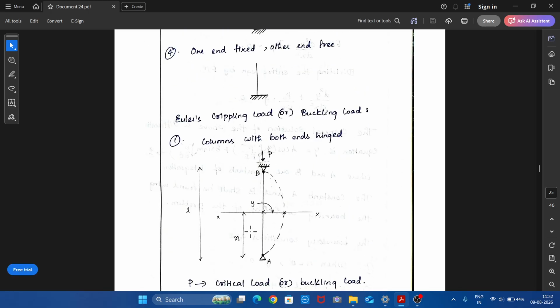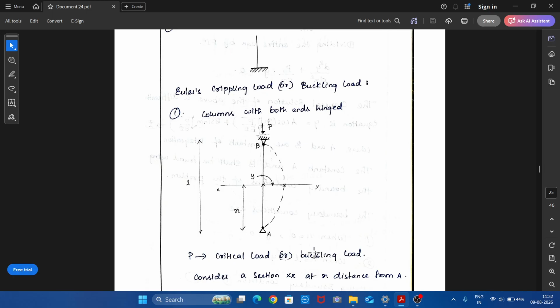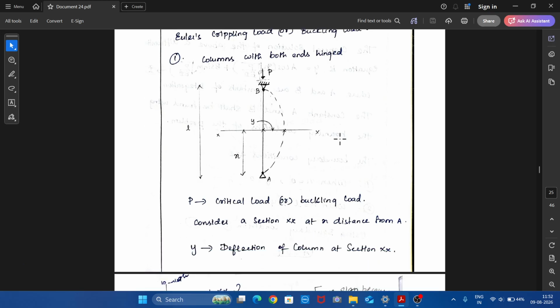So draw the end conditions. Say this is hinged, so this is hinged. The axial load P is applied. Let us consider a section XX at x distance from here. P is the critical load or buckling load. Y is the deflection at the considered section.